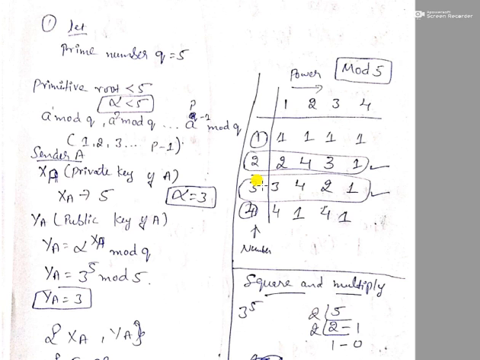Next we consider 4. 4 power 1 is 4, 4 mod 5 is 4. 4 square is 16, 16 mod 5 is 1. 4 cube is 64, 64 mod 5 gives 4. 4 power 4 is 256, 256 mod 5 gives 1. But here we are not getting the series 1 2 3 4, we only get 1 and 4. So this one is not a primitive root.